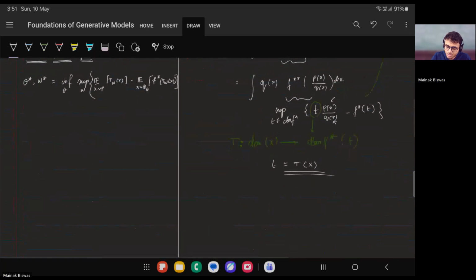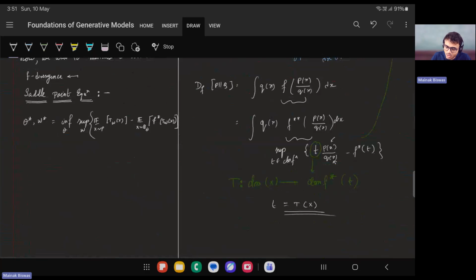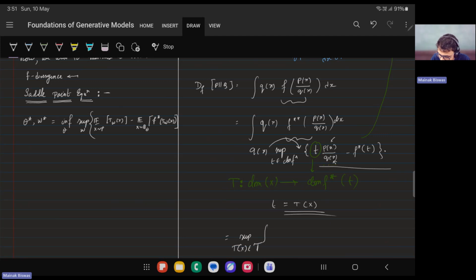So the first thing that I'm trying to show is when we solve this equation that I have, multiplied by Q(x). If you take Q(x) inside, you will have this equation as the supremum of T belonging to the set of functions, T as a function of x. And this is lower bounded because we may not have access to all functions, as we discussed last time. So P(x) minus f star of T(x), Q(x).